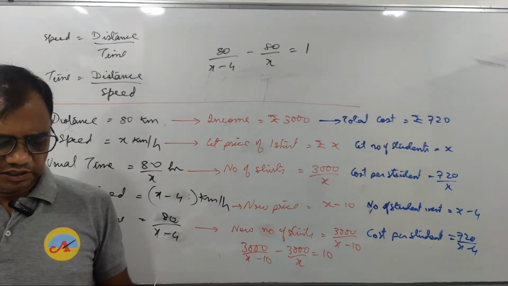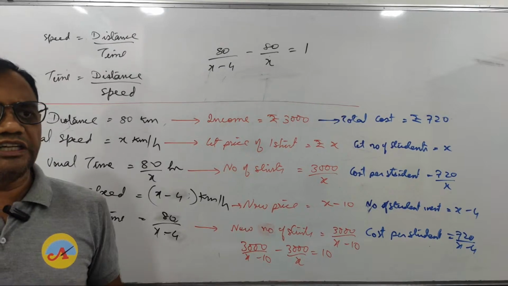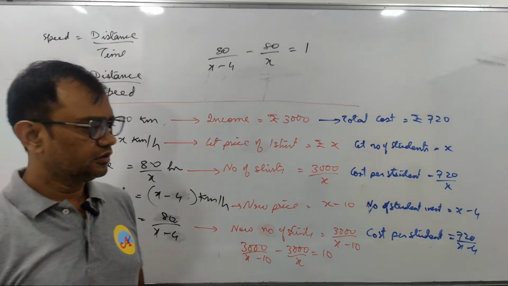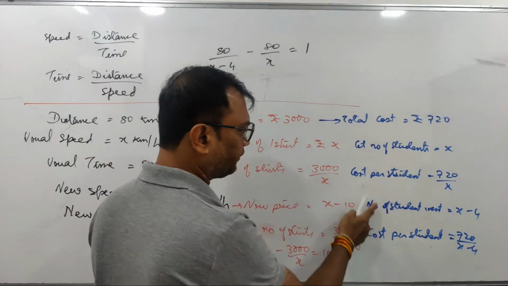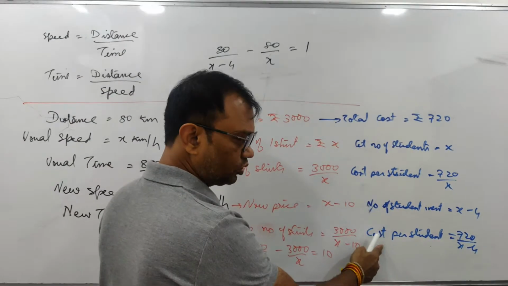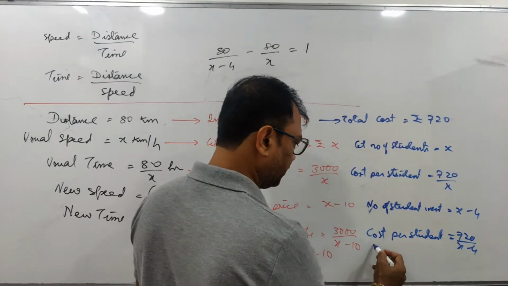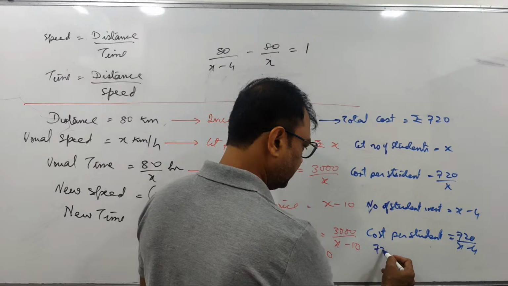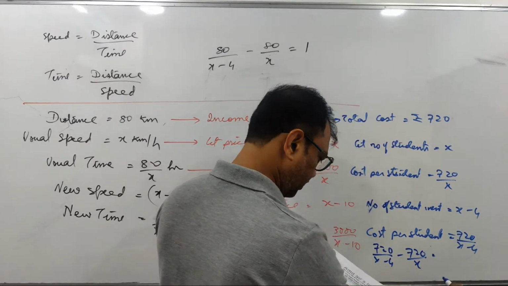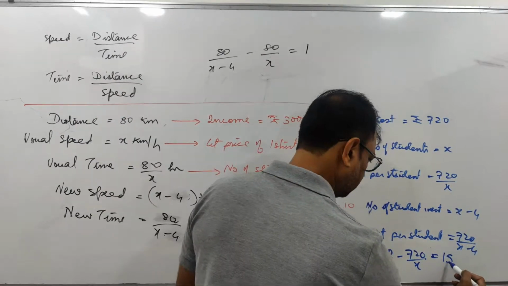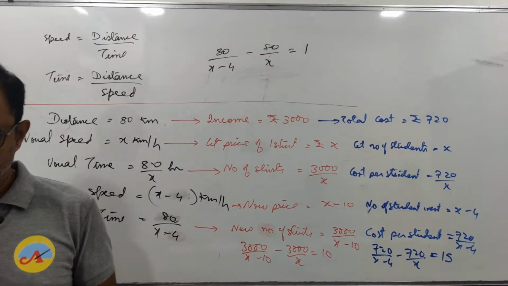And then it is said that the cost of the food is raised by rupees 15 for each. So raised means increase. So is it an increase for this or for this? Cost plus cost, the new cost. The new cost is more; raised means more. So the equation will be 725 upon x minus 4 minus 725 upon x equal to the increase of 15. Similar type of question. Okay.